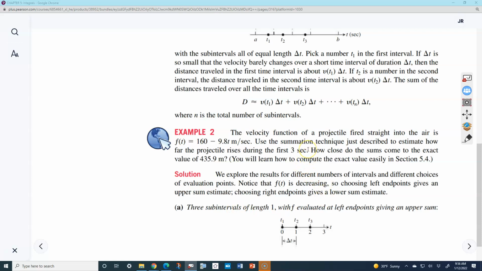So what is our full time interval for this problem? 3 seconds. So maybe we would just divide that into 3 subintervals. How long would each subinterval be if I divided it into 3 subintervals? 1 second each. Yep.